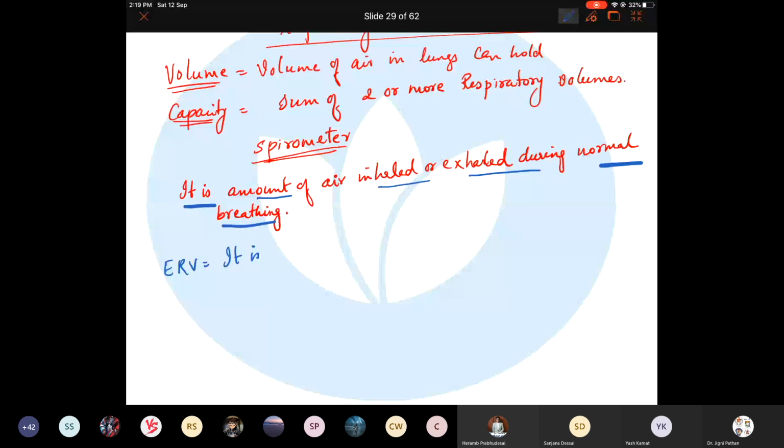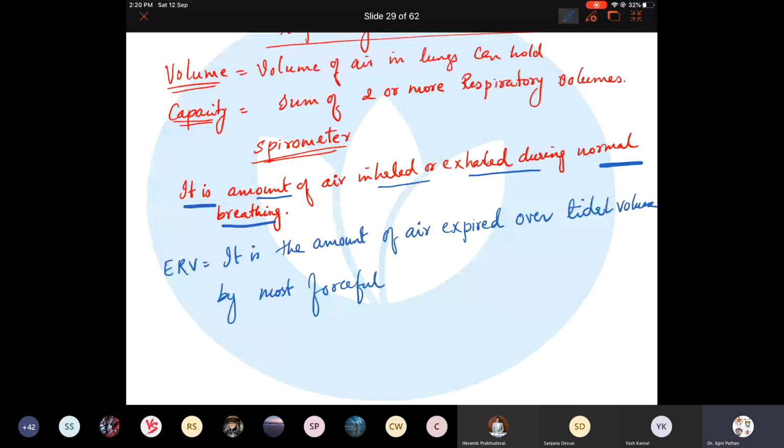It is the amount of air required over tidal volume by most forceful inspiration. Its value is 1000 to 1100 ml.